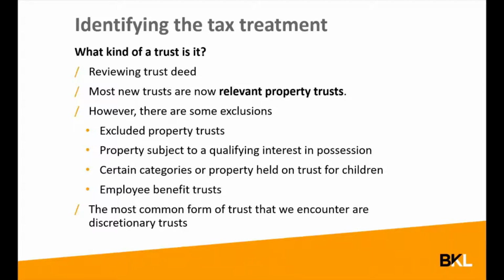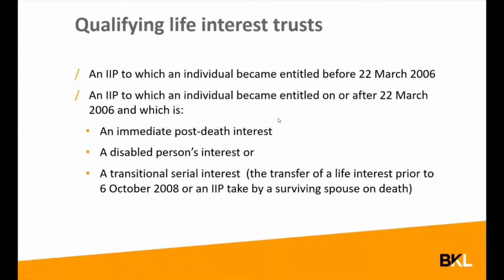Okay. All right. You were going to explain a little bit more to us all about qualifying interest in possession trusts, Geraint. Yeah, absolutely. Now, there are broadly two kinds of qualifying interest in possession trusts. There's the trusts that the individual became entitled to prior to the 22nd of March 2006, commonly referred to as pre-2006 trusts. And there are those where the individual became entitled after the 22nd of March 2006.